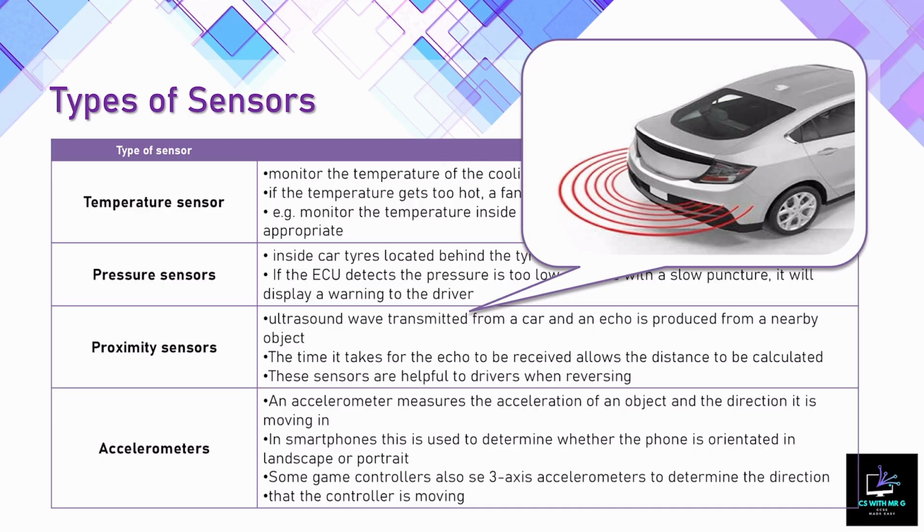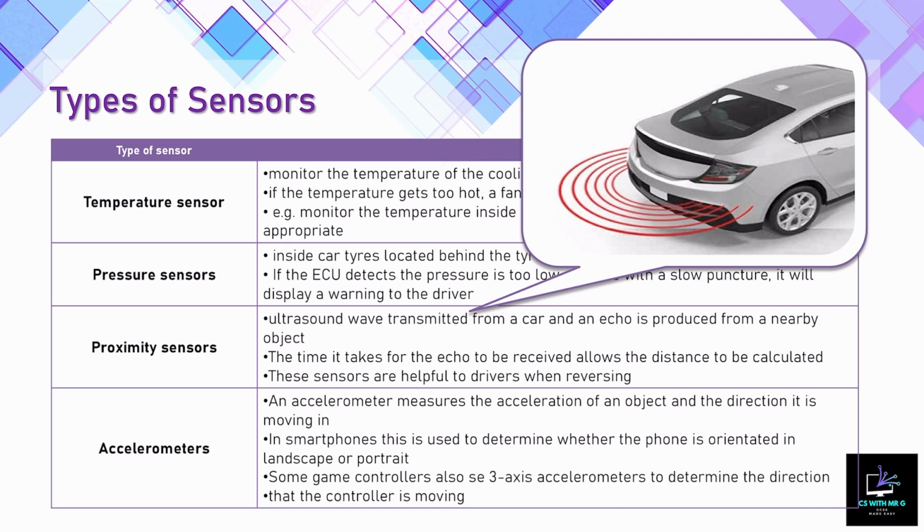Next, we have a proximity sensor. And as you can see, most modern cars now, when you put into reverse, will detect if something is nearby. Now how this works is it sends out an ultrasound wave from the car, and this ultrasound wave will bounce back and tell the car how far away something is.